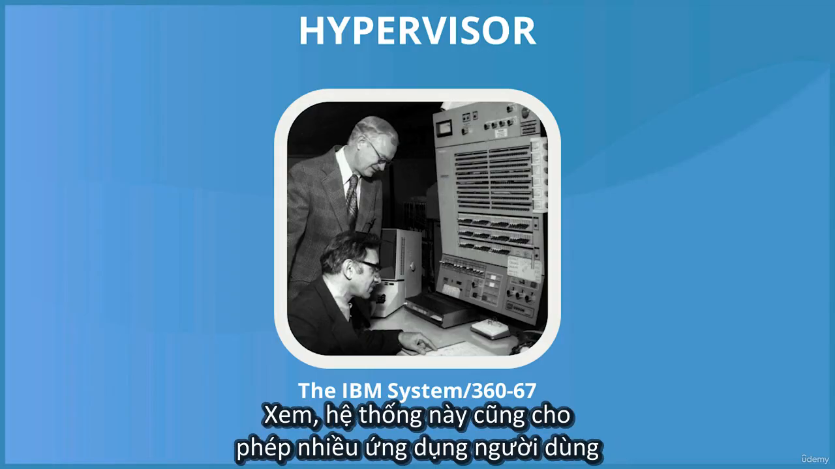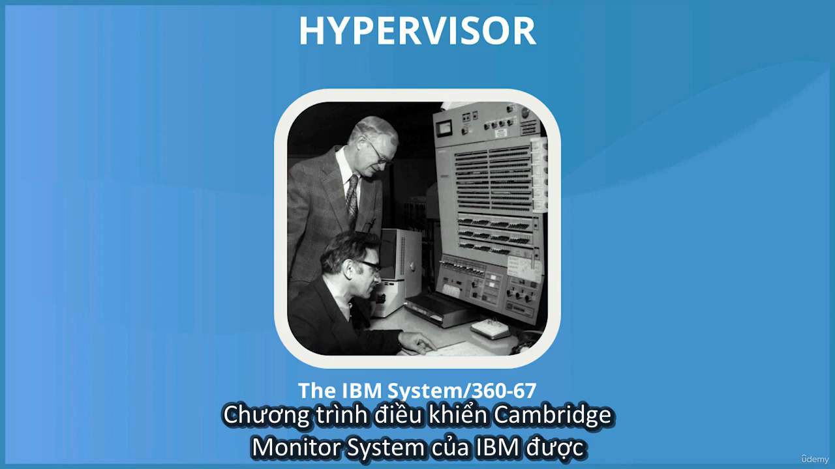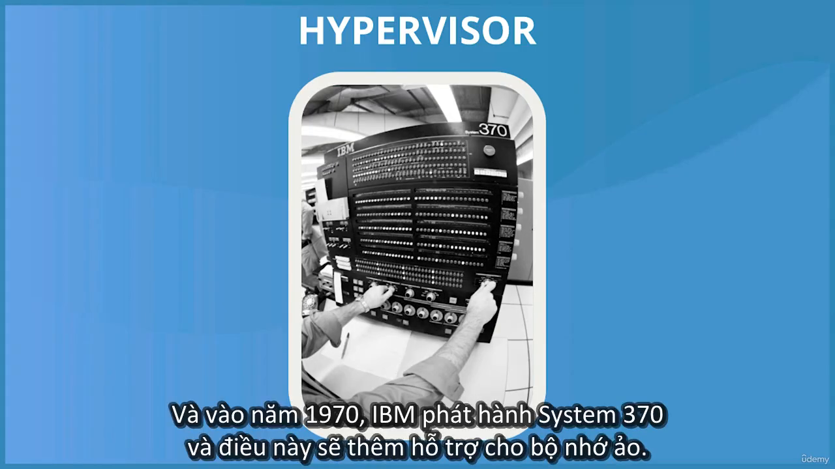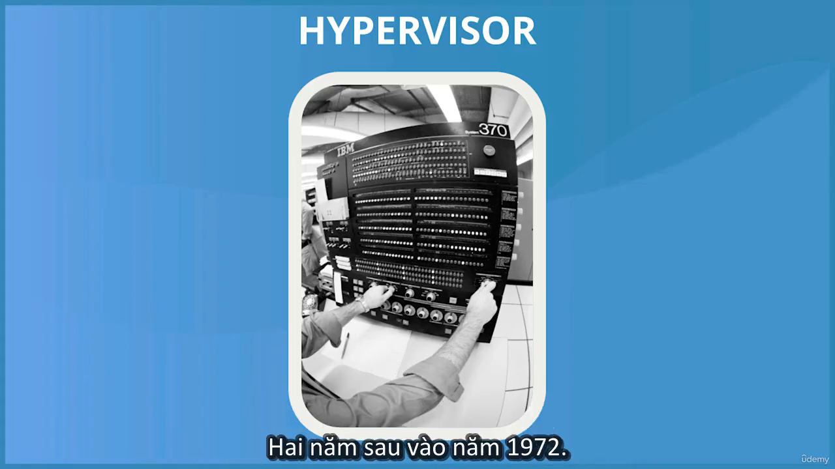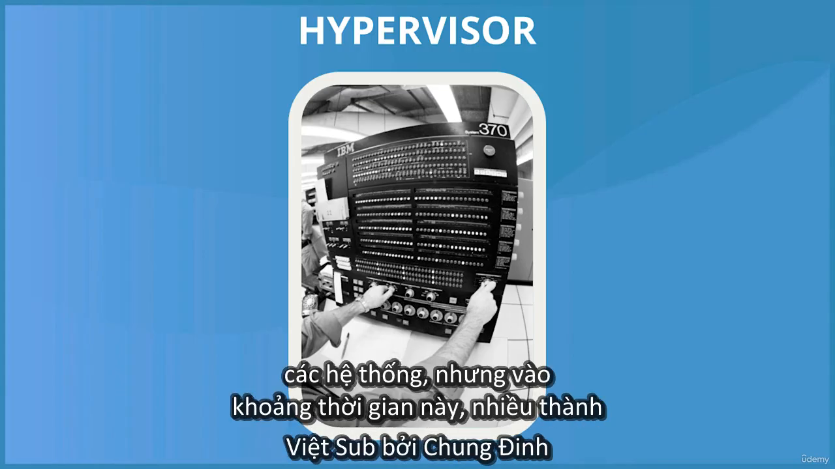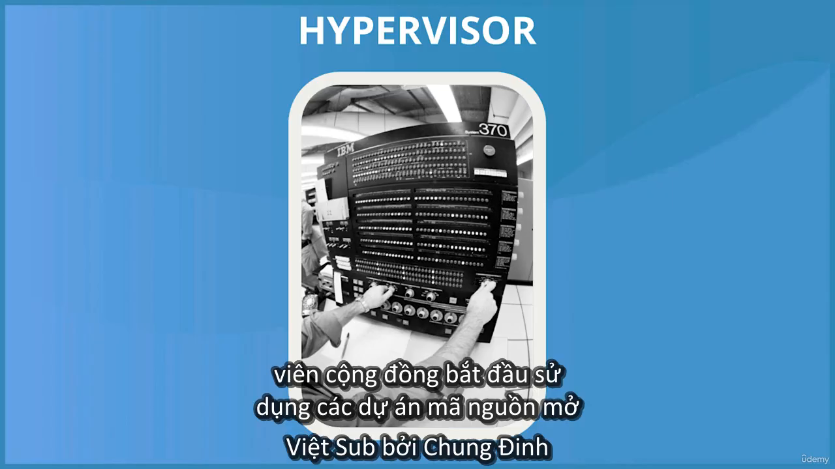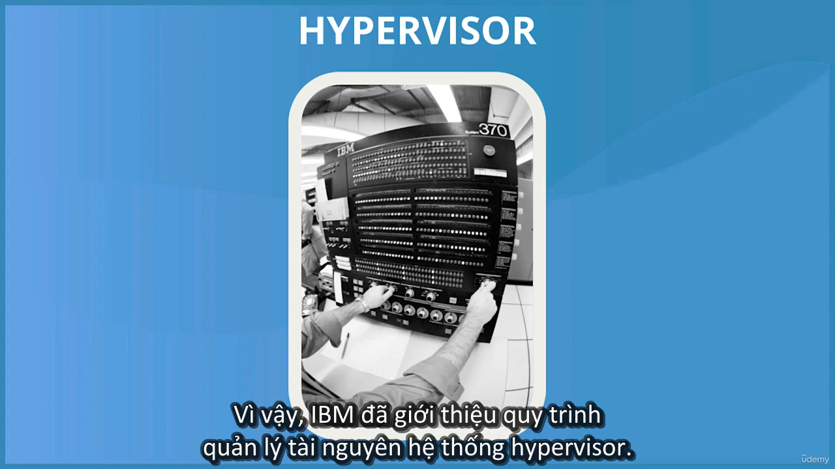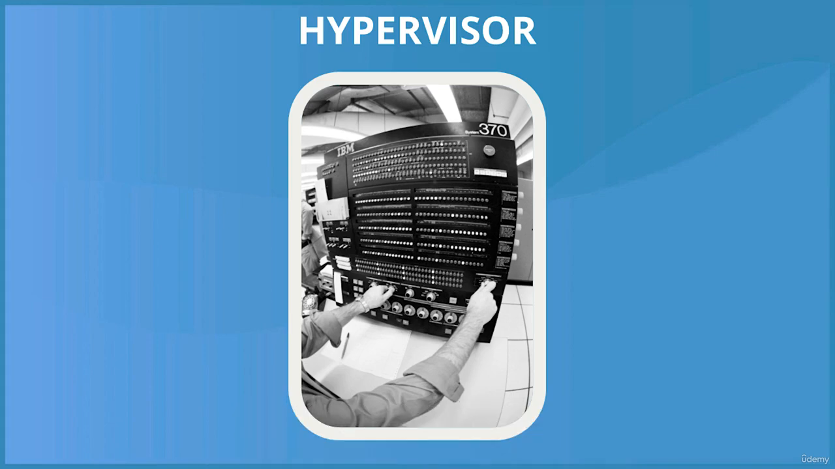See, this system also enabled multiple user applications to be run concurrently, which actually was not possible before. The control program, Cambridge Monitor System by IBM, was released in 1968 and lasted throughout the 1970s. And in 1970, IBM released System 370, and this would add support for virtual memory 2 years later in 1972. Since then, virtualization has been a feature in all systems. But it was around this time more community members began using open source projects to further develop virtual systems with hypervisors. So then IBM introduced the Processor Resource System Manager Hypervisor, which could manage logical partitions, in 1985.